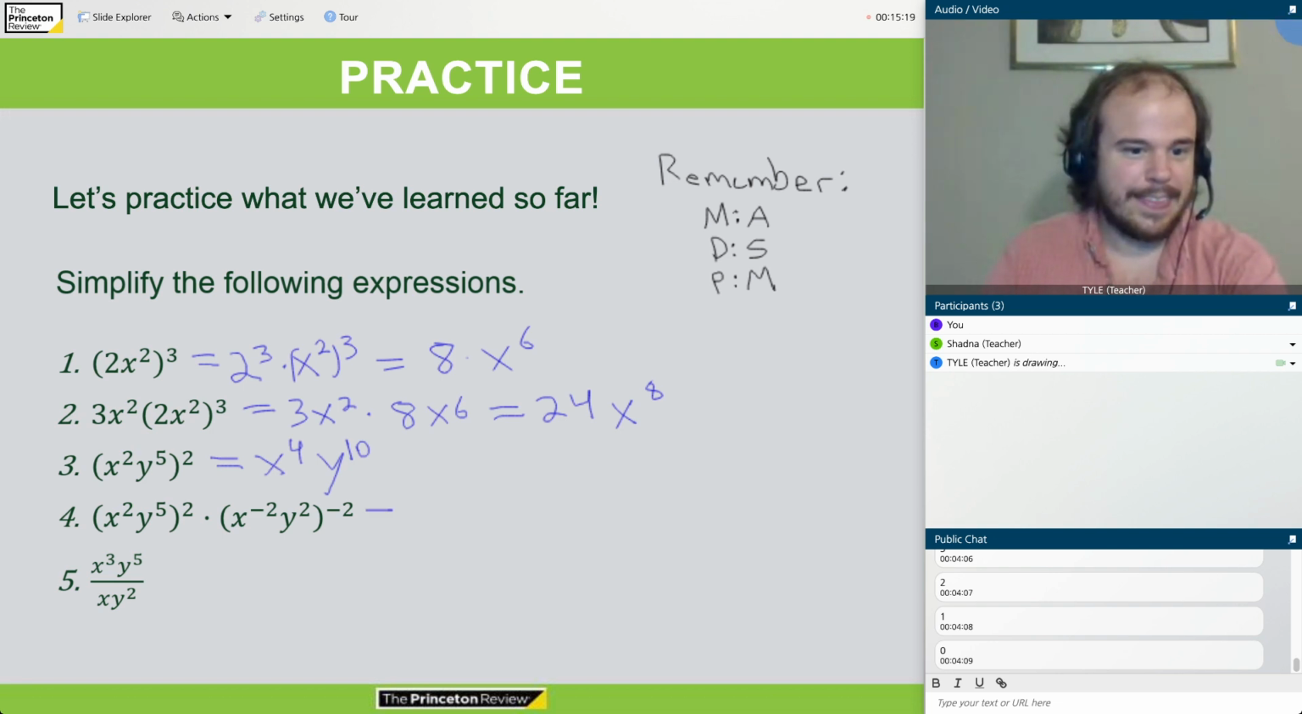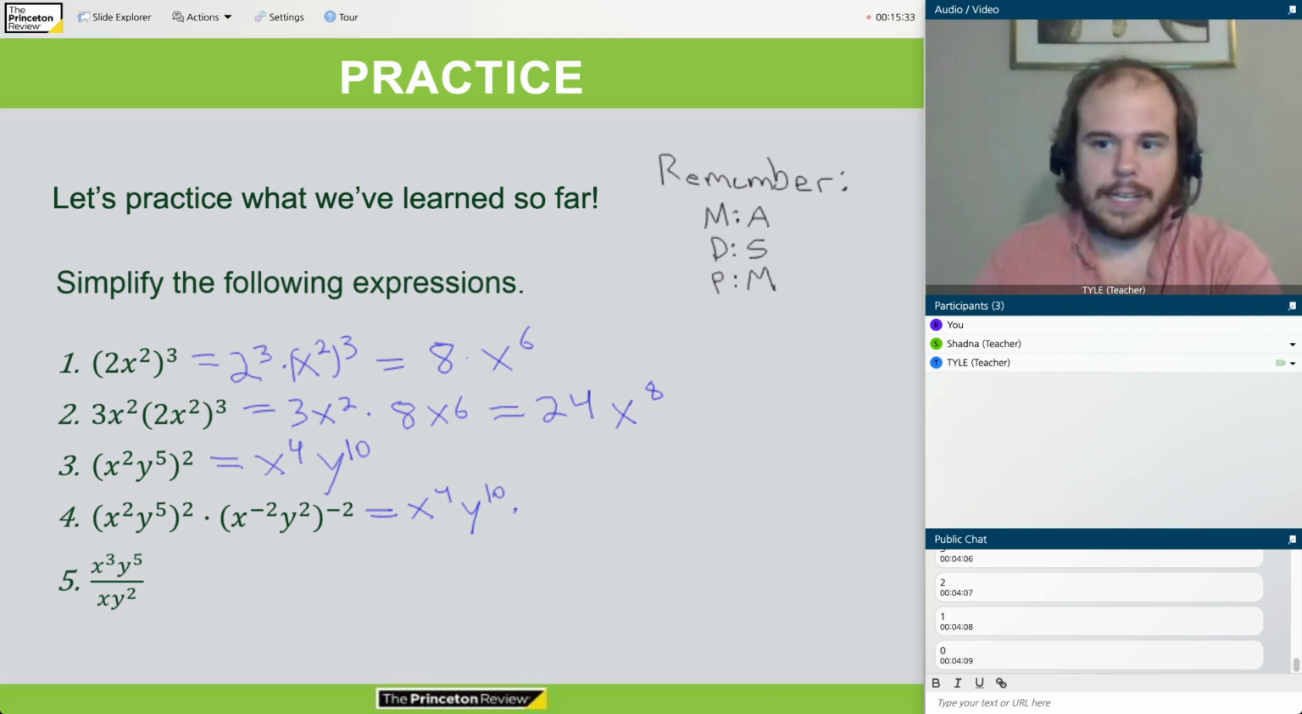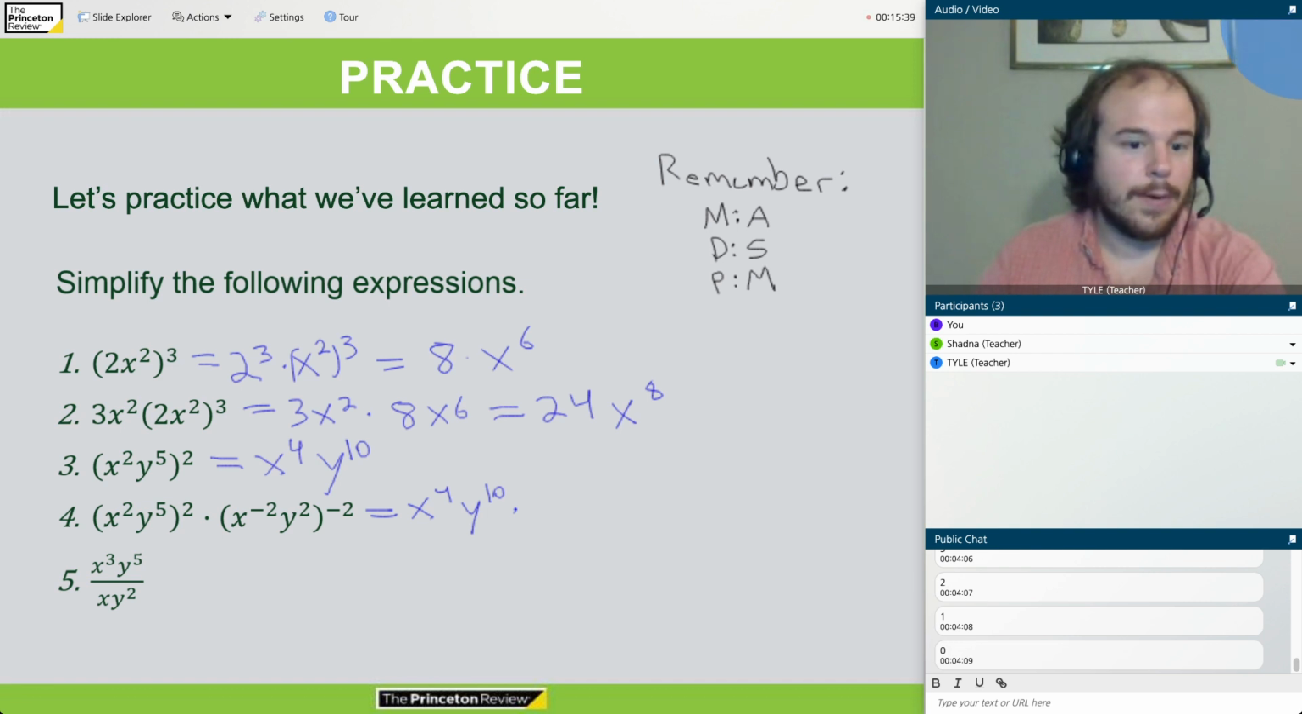Fourth example, I'll take this first expression first. I need to square both terms inside the parentheses. That's the same as we saw above, x to the fourth, y to the 10th. Then the second term, I've got some negatives here, but it just works the same way. The rule still applies. I'm raising expressions with exponents to a power, so I just multiply, and we know how to multiply negative numbers. So -2 times -2 is 4.